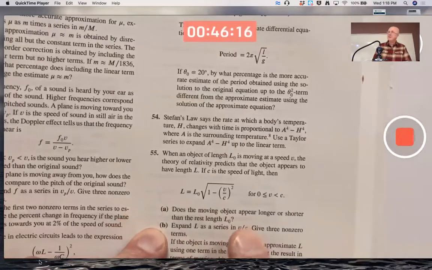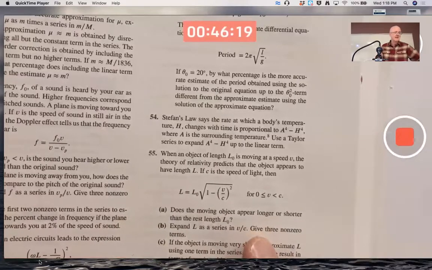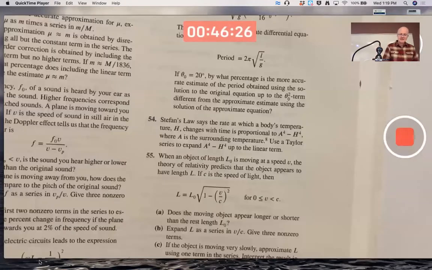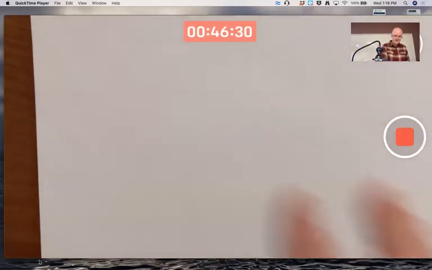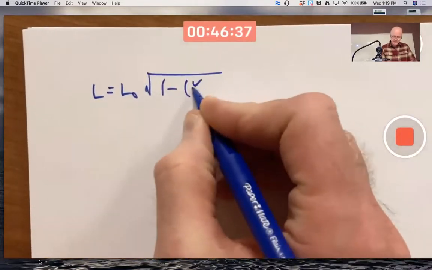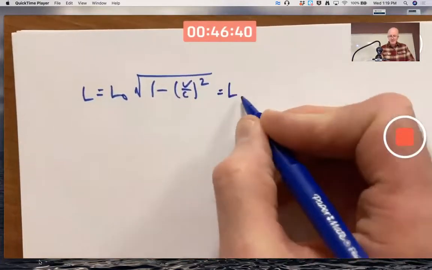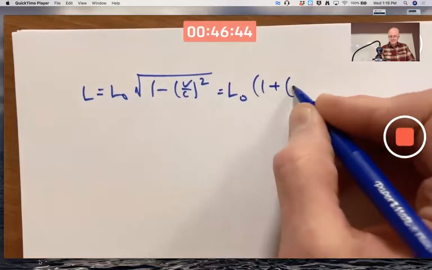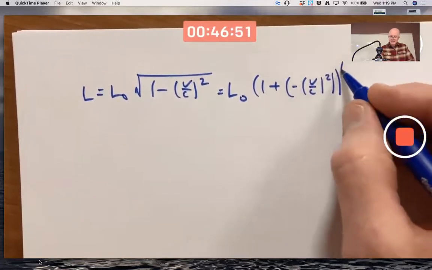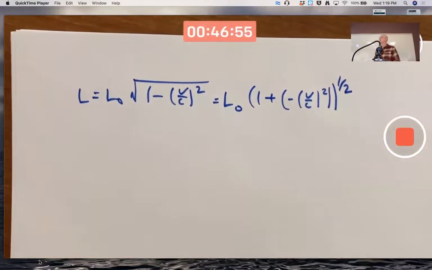Part B says expand as a series in V over C. Just like before, we expanded a series in X over A. Now let's expand this series. This function is a series in V over C. L equals L0 square root of 1 minus V over C squared. And that is a good thing to be able to do, to expand it in terms of V over C, because when people think about this kind of equation, typically V is large enough that it's a significant fraction of the speed of light. You typically think about this as having a significant effect when V is large enough to be a certain fraction of the speed of light.